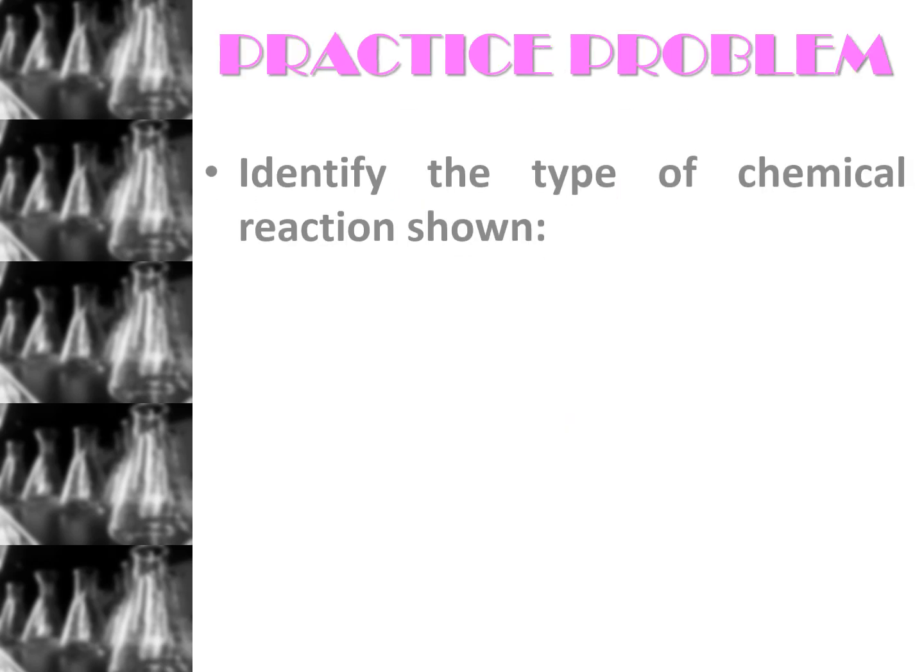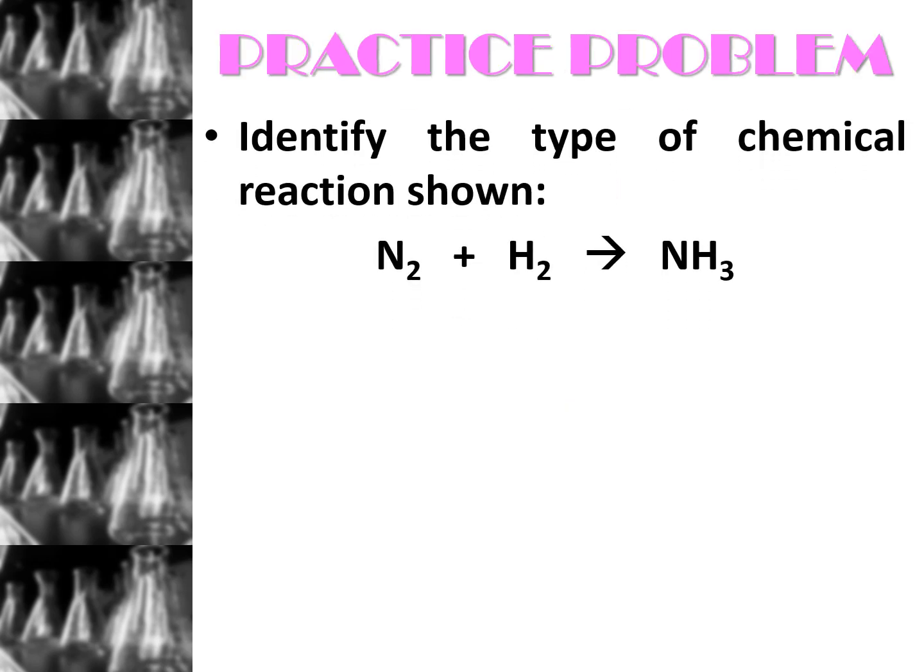Okay, practice. Figure out which kind this is. So it's got 2 elements on the left, 1 product on the right, 1 compound. So 1 product on the right means you're building something, so that's synthesis. Next one, NaCl is a compound, F2 is an element, NaF is a compound, Cl2 is an element. This is a single replacement. Single replacements I always know because it's an element and a compound on each side.